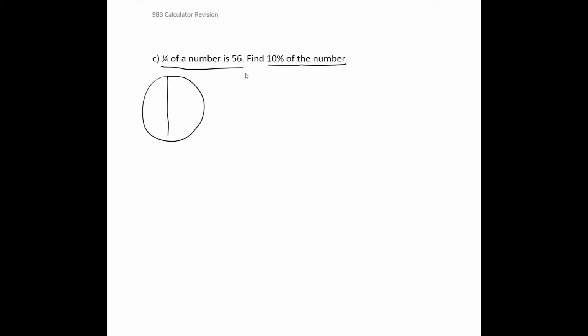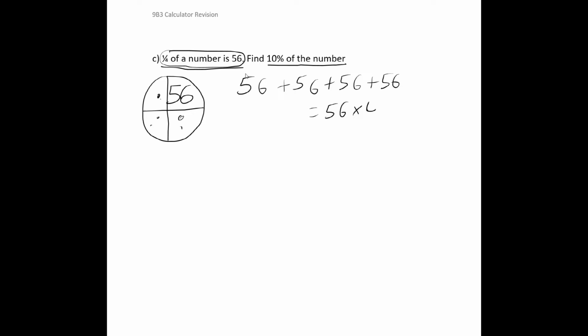That's a little bit better. Not much though. Imagine all of these pieces, they don't look equal, but imagine these 4 pieces are equal. Because we're told that 1/4 is 56, I can say that that piece is 56. So to get the whole pizza, if you like, the whole, I need to get 4 of these pieces, which will be 56 added up 4 times. Or we could more simply say 56 times 4.